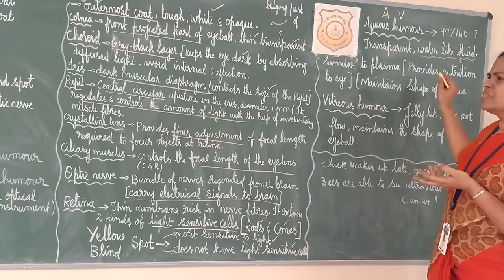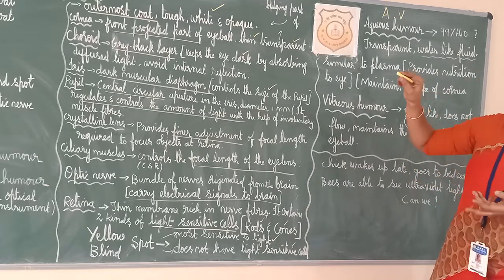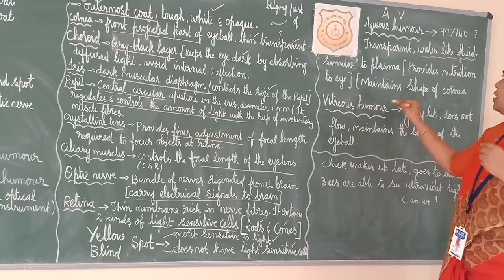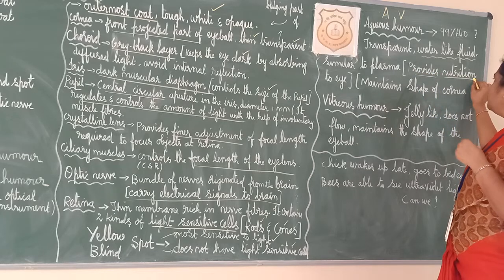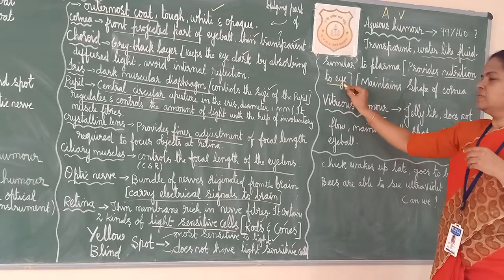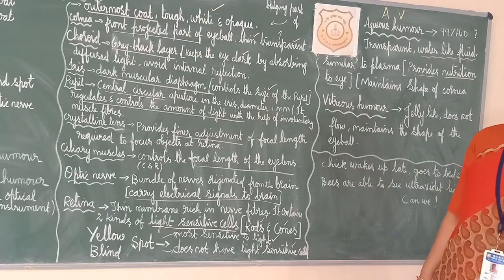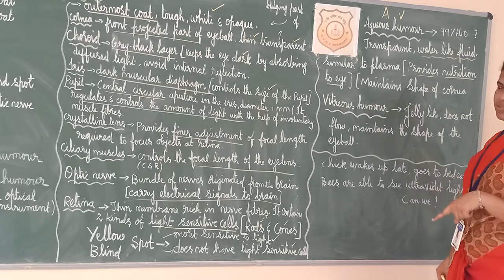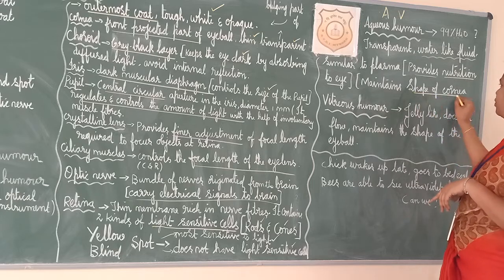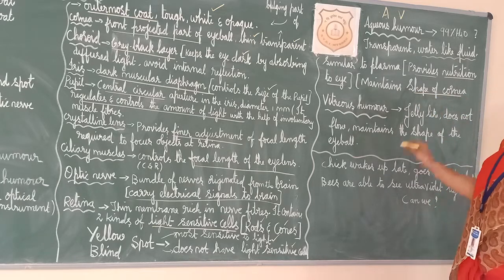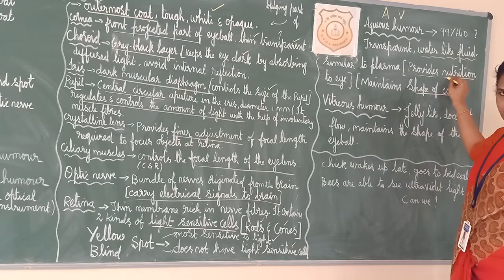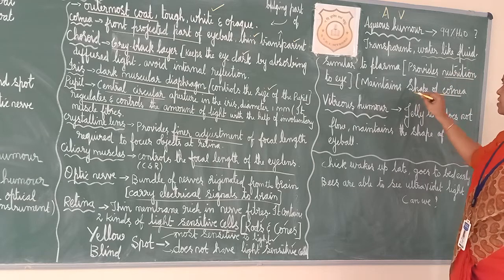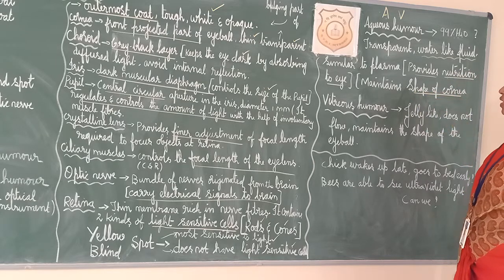And what is the function of this aqueous humor? Why do we have aqueous humor in this region? It provides nutrition to the eye. So who is providing nutrition to the eye? Aqueous humor is providing nutrition to the eye. One more function is also there. It maintains the shape of the cornea. So two functions: it provides nutrition to the eye and it also maintains the shape of the cornea.